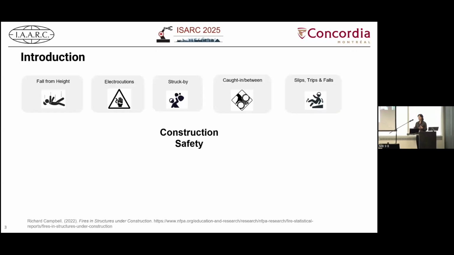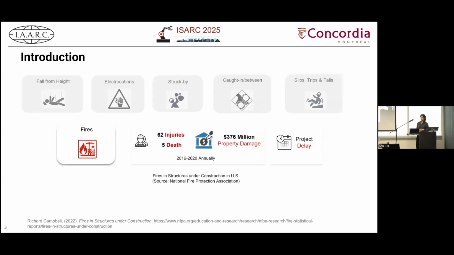As we all know, safety is a big challenge in the construction industry. We call them the Fatal Four, like falls from height and electrocutions. Those are the most frequent accidents that cause thousands of injuries and deaths. However, there are also accidents like fire hazards. They are not that frequent, but they can also cause serious consequences. According to data from the National Fire Protection Association, construction fires cause 62 injuries, 5 deaths, and 376 million in property damage, and apparently this will cause project delays. So this is an issue that we need to pay attention to.